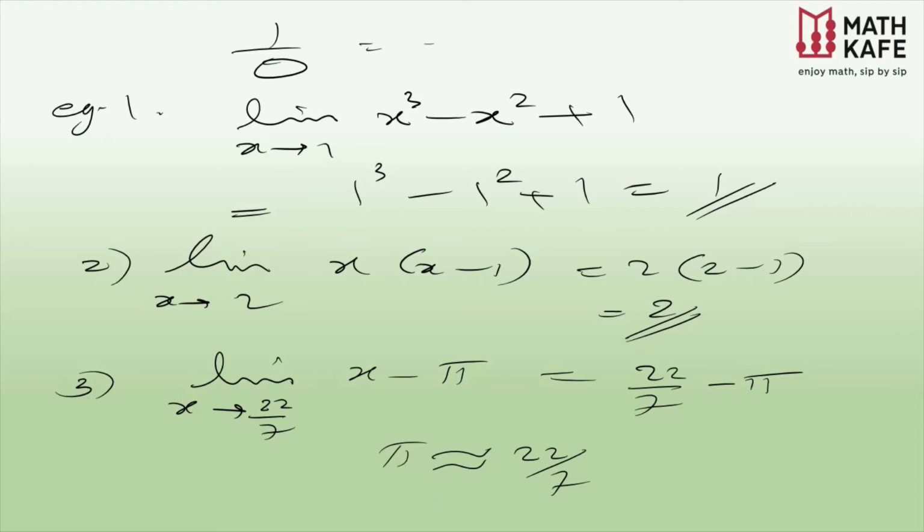These type of questions will come to trick you. So be careful. Pi is an irrational number. It can never be 22 by 7. We assume that pi is equal to 22 by 7 only for approximation. Now consider another one. Limit x tends to 2, x square minus 4 by x plus 2.